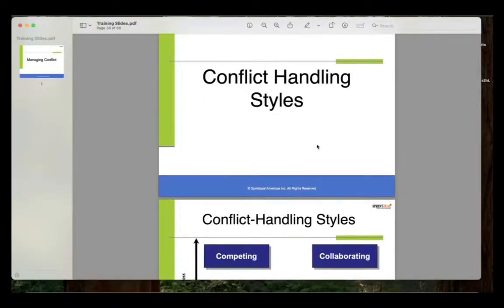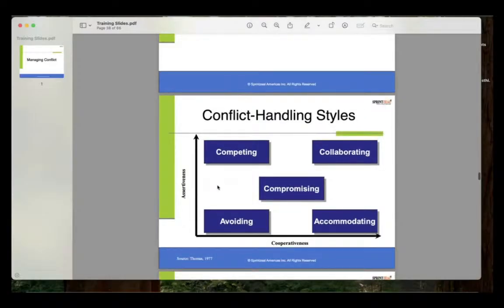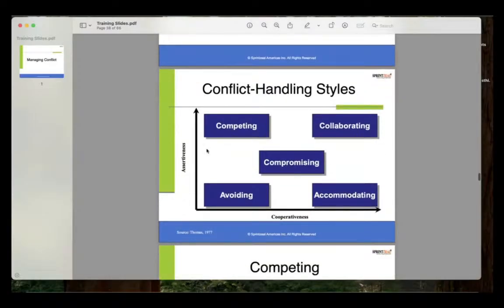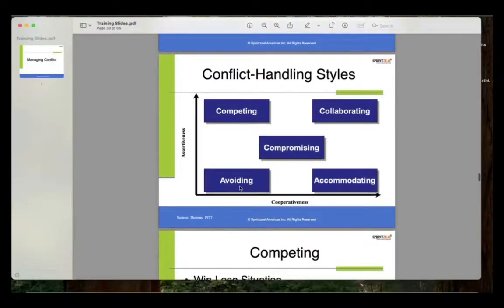After the strategies, there are these styles, and this might be the important one to understand here. The conflict handling style. After defining our strategy, we have to understand what style we are going to follow. If you just see this image here, it is cooperativeness and then assertiveness. Competing, collaborating, avoiding, accommodating, and compromising. So these are the styles.